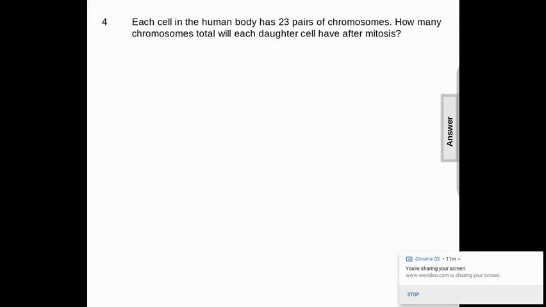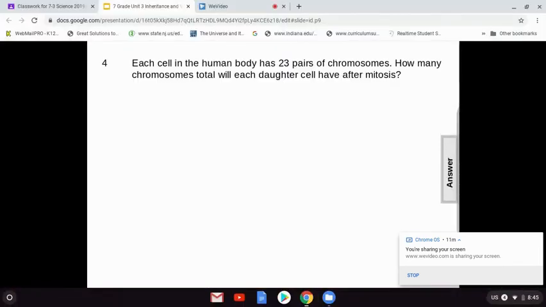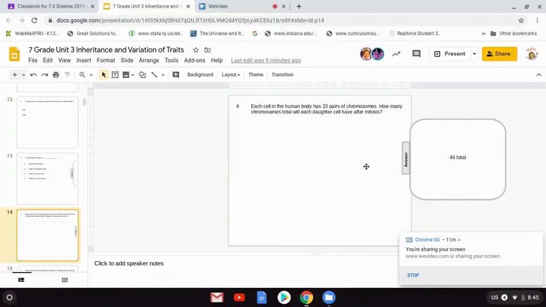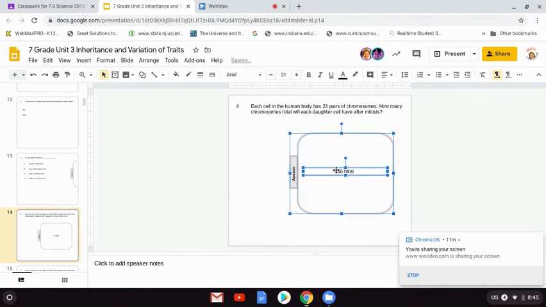All right. So if we have 23 pairs of chromosomes, which we do, which means we have 46 chromosomes total, how many chromosomes will we have in each daughter cell after mitosis? Remember, mitosis makes identical cells. So the answer should be 23 pair or 46 chromosomes. I'm going to pull the answer over so you can see. We should have 46 total chromosomes, or 23 pair.